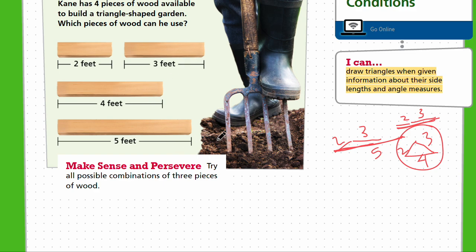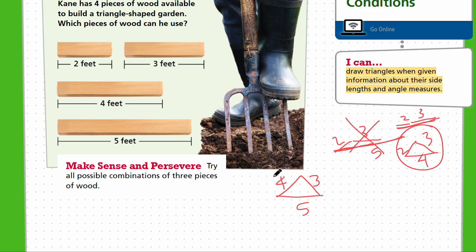3, 4, and 5. Does that work? The shortest pieces, 3 and 4, add up to 7, and 5 is smaller than that. So yes, we have a triangle. 3, 4, and 5 works too. But 2, 3, and 5 just do not work together. What about 2, 3, and 4? Yeah, 2, 3, and 4 works. 2, 3, 5 does not work.